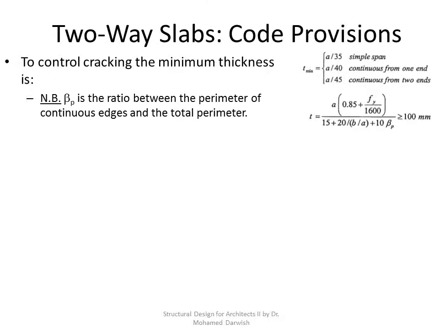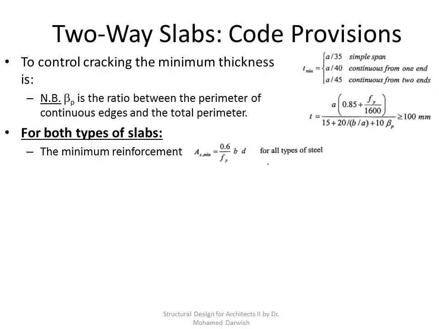So when we go to the code provisions of two-way slabs, actually there is a limitation for the thickness. For a simple span, it's the shorter dimension over 35. For a continuous from one end, it's over 40. For continuous from both sides, it's over 45. And of course, there is another limitation depending on the total perimeter, which is a secondary limitation.